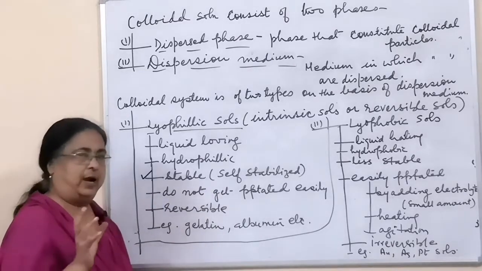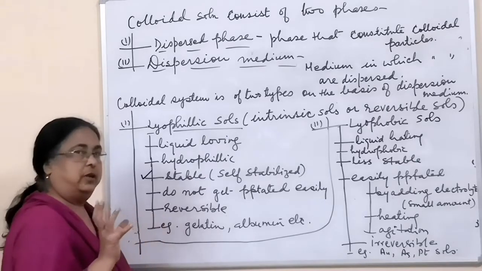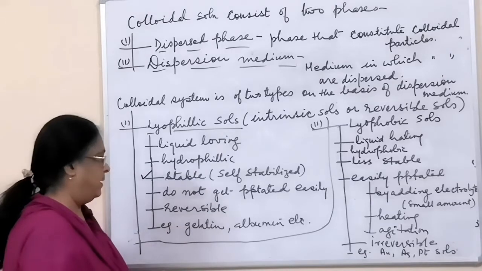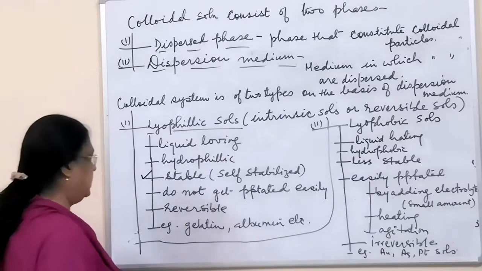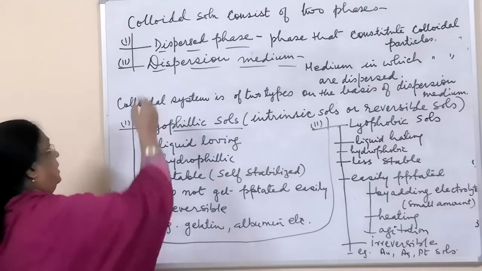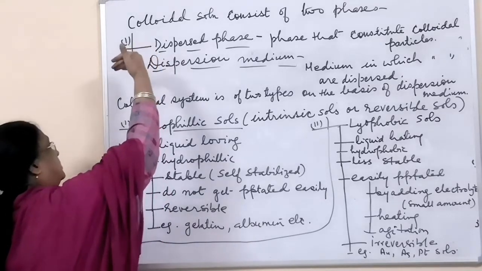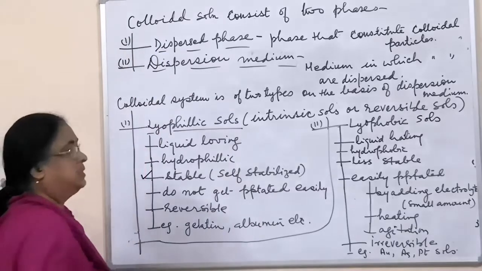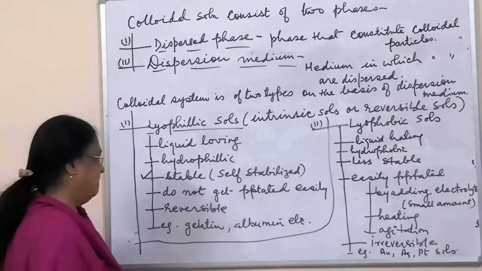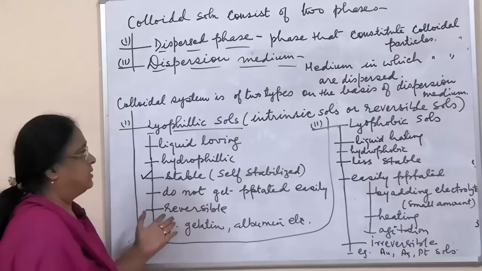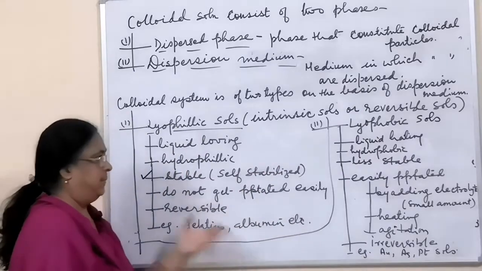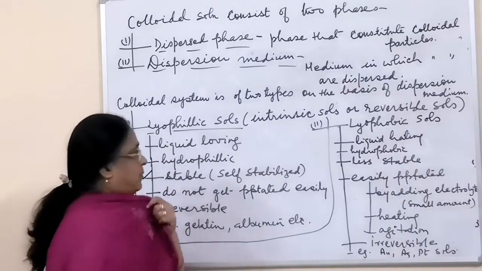Once they have formed a colloidal solution, their particles will not grow bigger, and so they will not form precipitate of their own easily. Reversible means if you want to get back the dispersed phase out of the dispersion medium, if you want to remove the solute from the solvent, then that is possible. That's why this is also called reversible sol, and you can see other examples in the book.